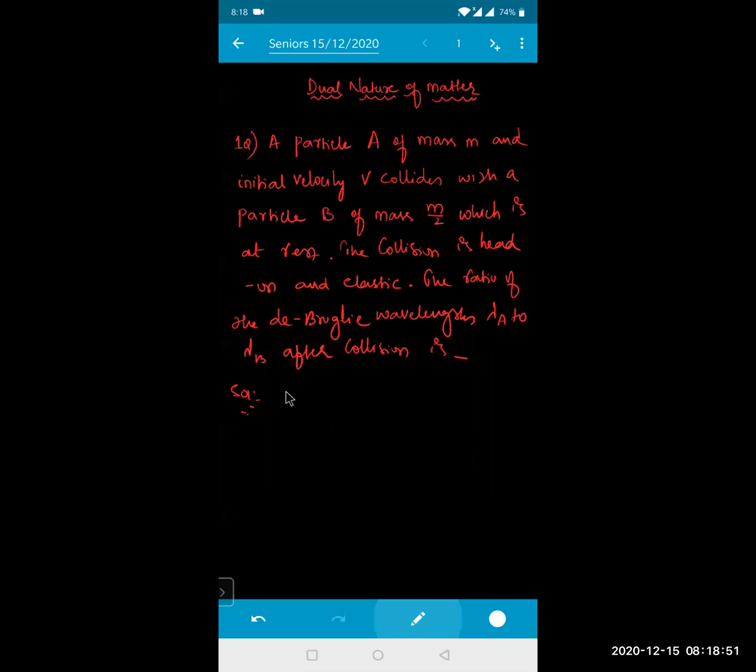Okay. Particle A of mass m and initial velocity v collides with particle B of mass m by 2, which is at rest. So it is colliding with another particle of mass m by 2, which is at rest, and the initial velocity of this one is equal to 0. Then after collision, the collision is head-on and elastic, the ratio of their velocities.